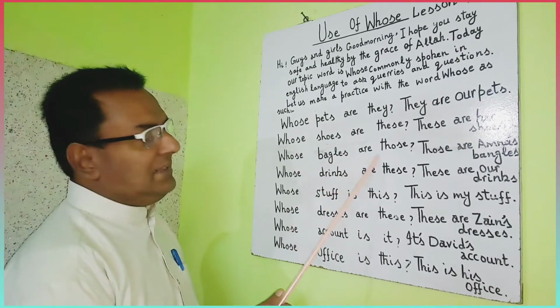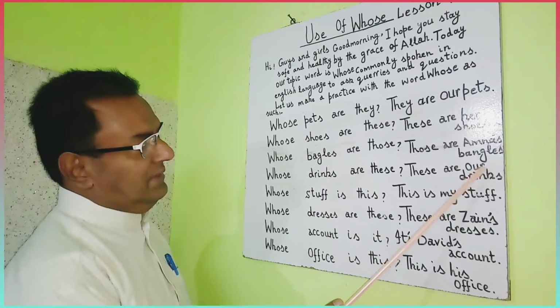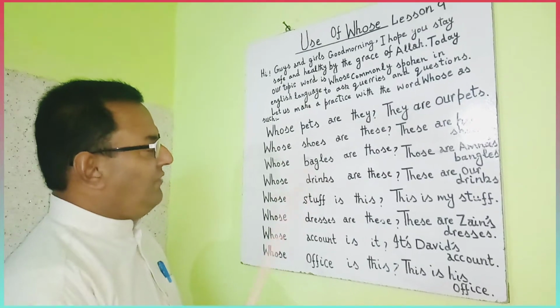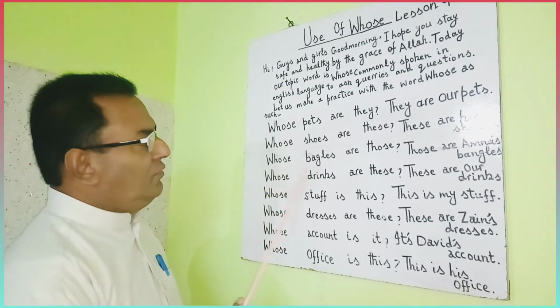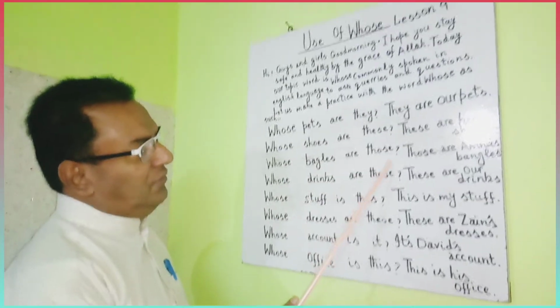Next query is: Whose bangles are those? Those are Amna's bangles. Say once again with me. Whose bangles are those? Those are Amna's bangles.